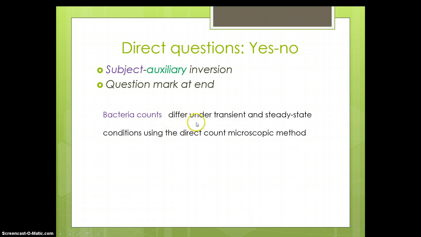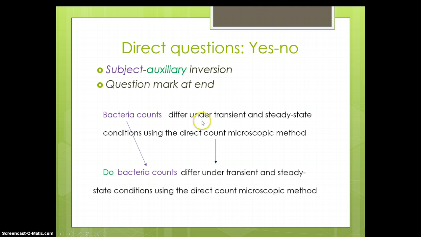Bacteria counts differ under transient and steady state conditions using the direct count microscopic method. Well, here we have a problem. We don't have an auxiliary verb. We only have the main verb differ. So what do we do? Well, if you don't have an auxiliary verb, you must supply your own, and it will be a form of do. So in this case, do, because it's present tense, and we need a plural for bacteria counts. The subject bacteria counts goes here, and then the rest of the sentence comes down unchanged.